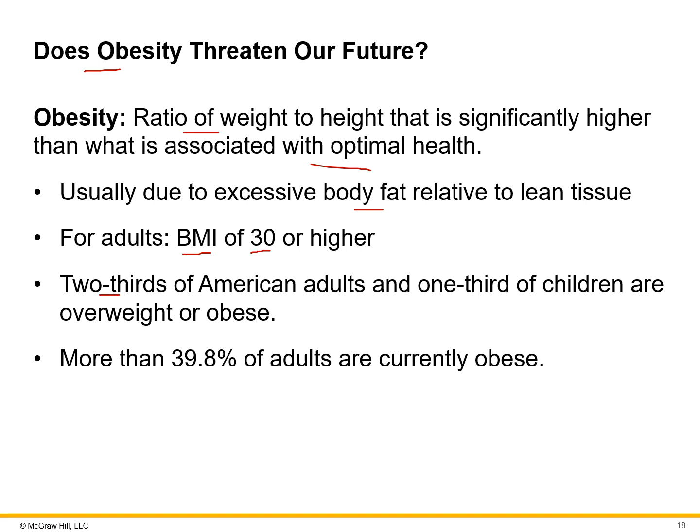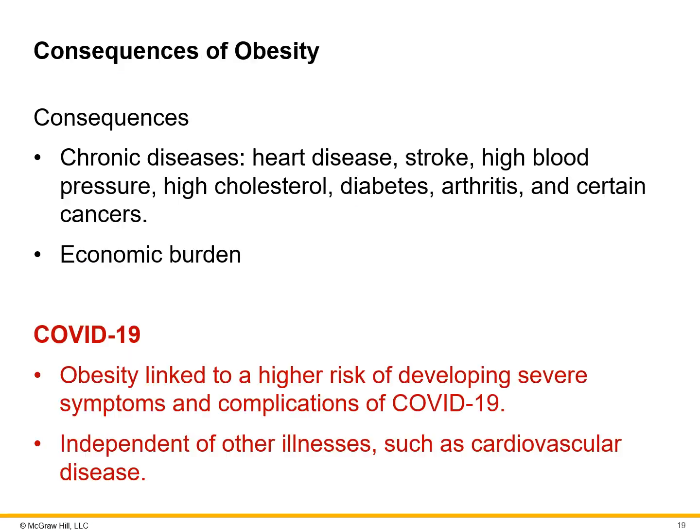About two-thirds of Americans and one-third of children are overweight or obese. So this is becoming quite a significant factor. It is causing a lot of health issues, which then create a lot of money issues dealing with those health issues. So again, about 40% of adults are currently obese.